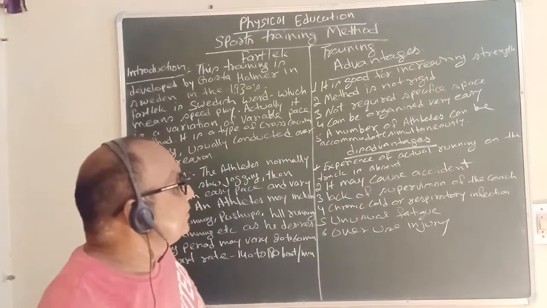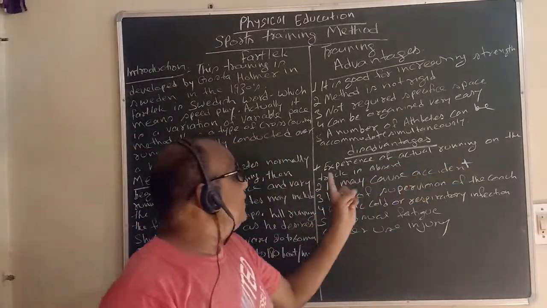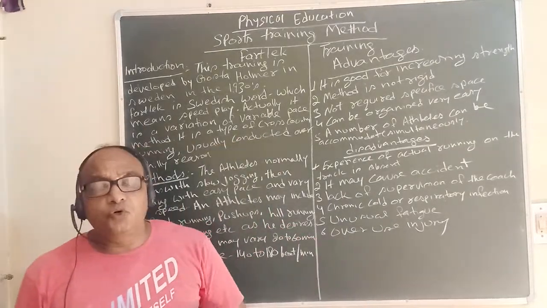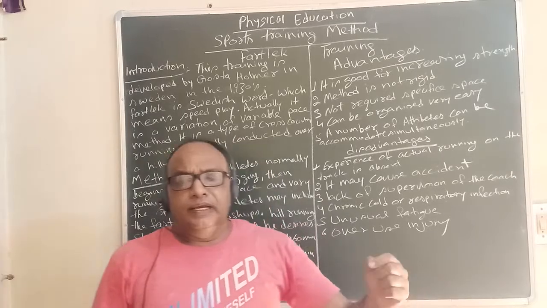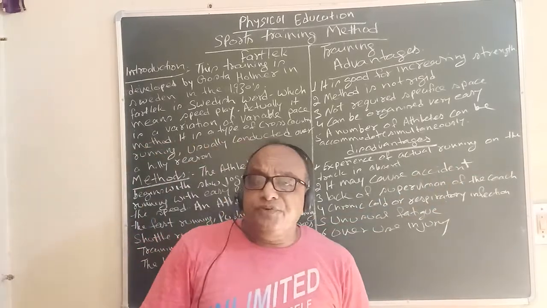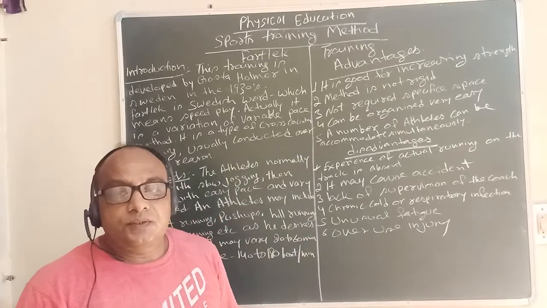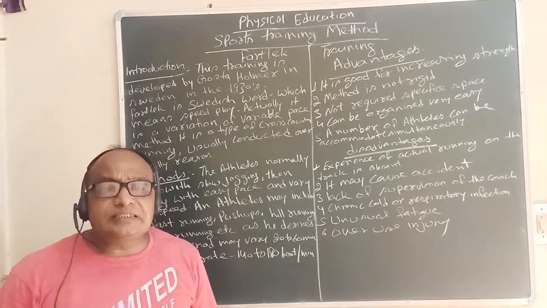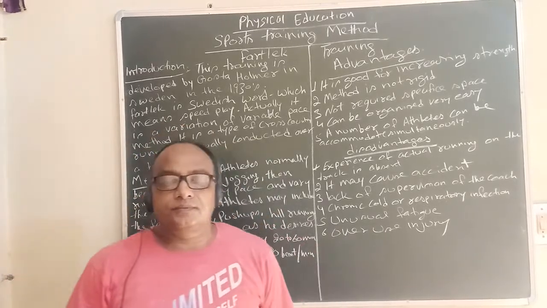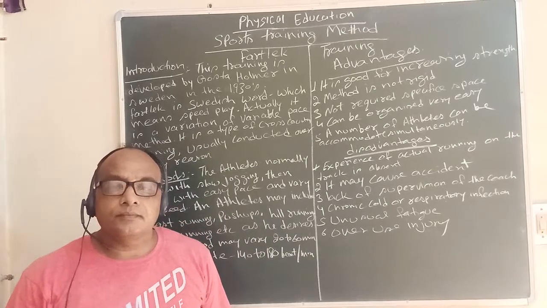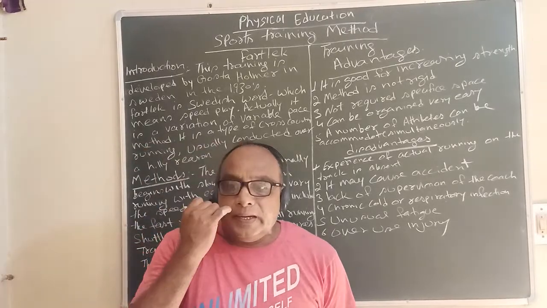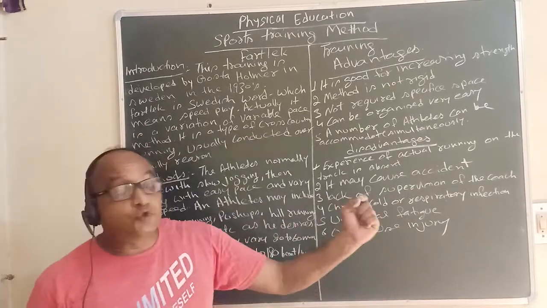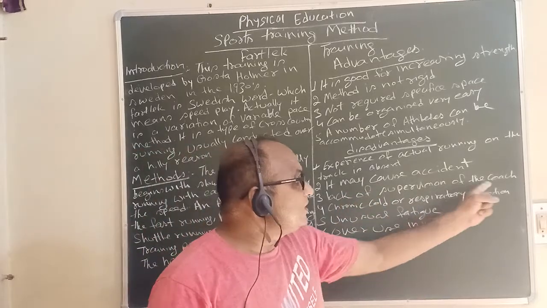Disadvantages are what? Experience of actual running on the track is absent. We are doing practice on another surface, and actually we have to run in another space. So experience of actual running will be absent. Because of this, it may cause accidents. And the trainer may not be able to keep complete supervision on the training, so there is lack of supervision by the coach.